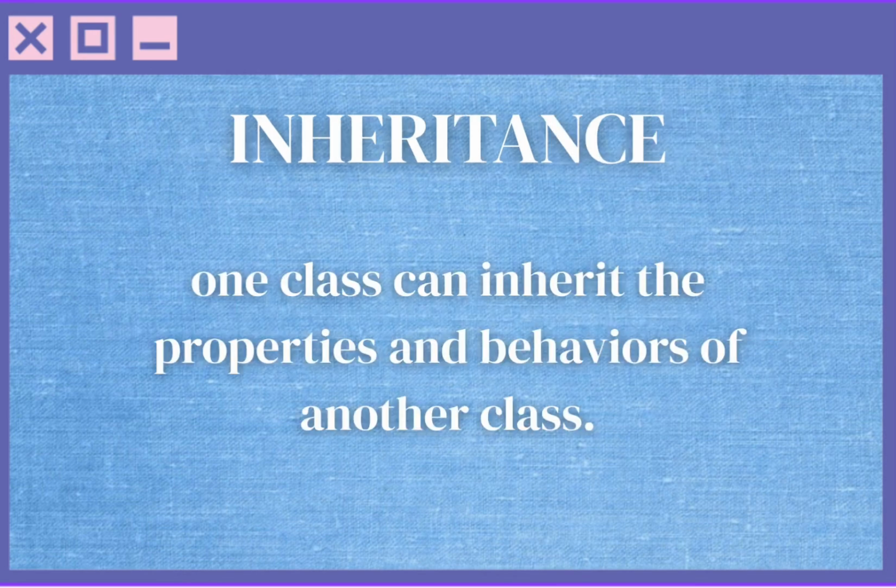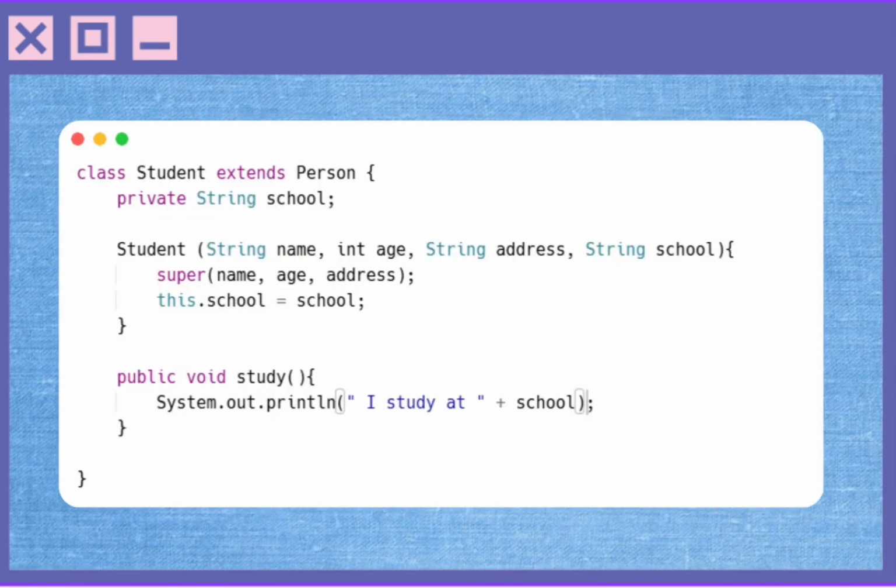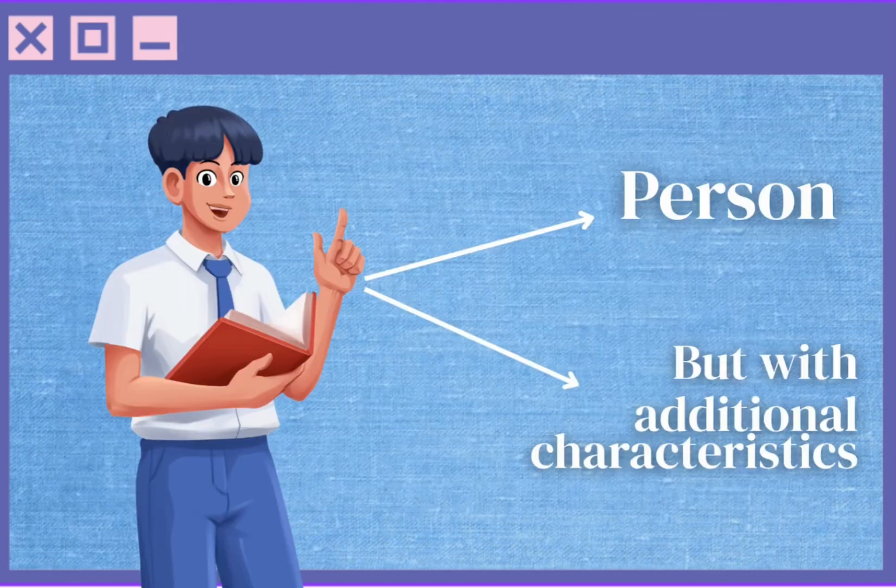Lastly, let's talk about inheritance. Inheritance means one class can inherit the properties and behaviors of other class. For example, we can create another class called student that inherits from the person class. Because of inheritance, the student class already has everything that person has, like name, age, and the ability to introduce themselves. But we can also add something unique to student, like a school or a method called study. So just like in real life, a student is still a person, but with additional characteristics.